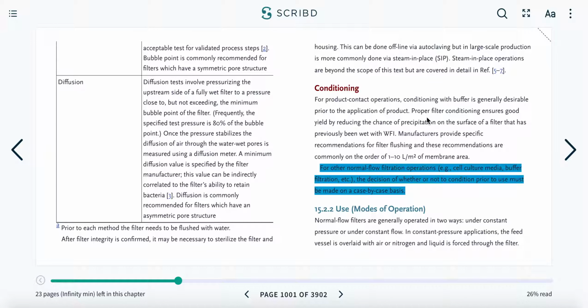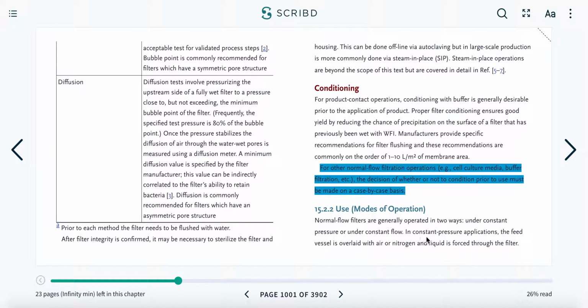Conditioning is done on a case by case basis. When you do your tech transfer, the decision should be made around that time, and then the mode of operation. This is pretty important. In constant pressure application, the feed vessel is overlaid with air or nitrogen.